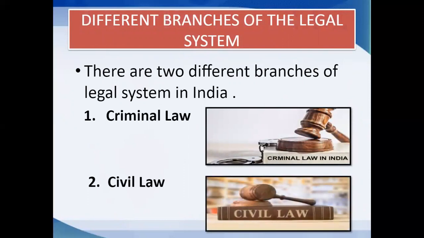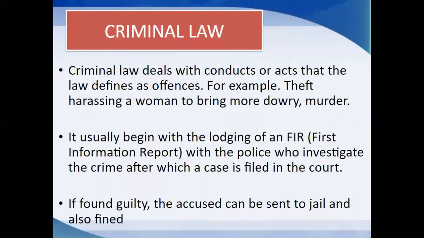Different branches of the legal system. There are two different branches of the legal system: criminal law and civil law. Criminal law. Criminal law deals with conduct or acts that the law defines as offenses. For example, theft, harassing a woman to bring more dowry, or murder.